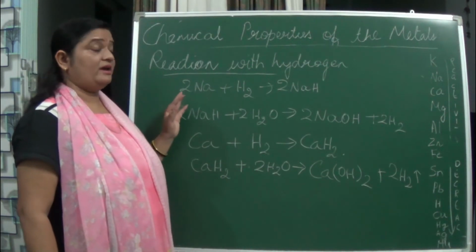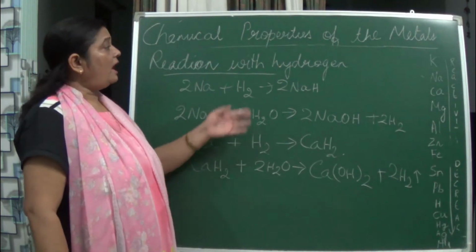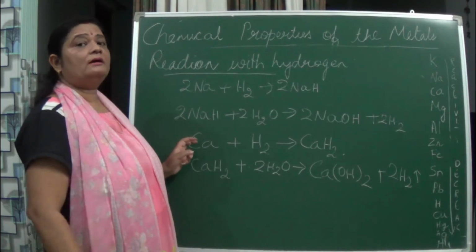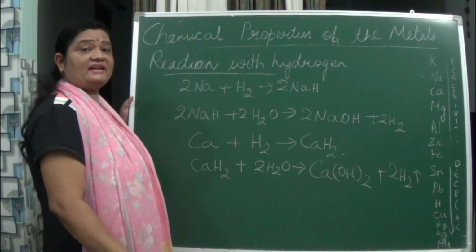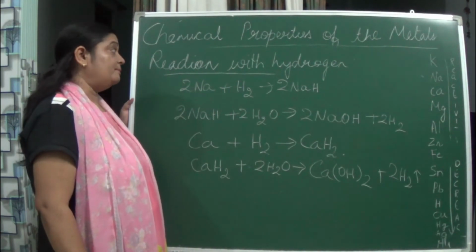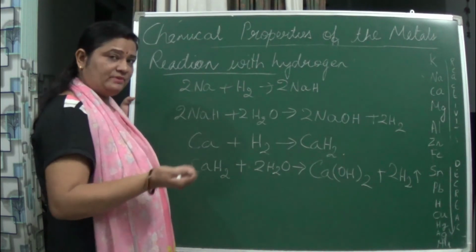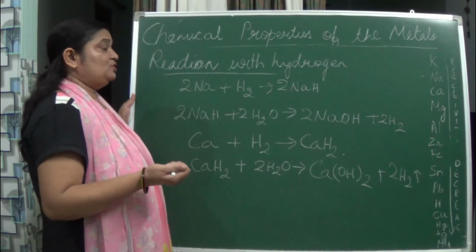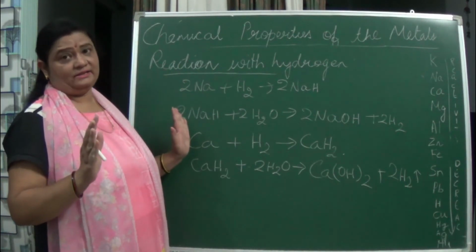Now, reaction with hydrogen. How do metals react with hydrogen? Metals have a property to give electrons. Hydrogen also has that property; it also gives electrons to become stable. But here what happens? Some very reactive metals react with hydrogen to form compounds. In this, the metal gives electrons to hydrogen, hydrogen accepts the electrons, and thereby forms what? An ionic bond.